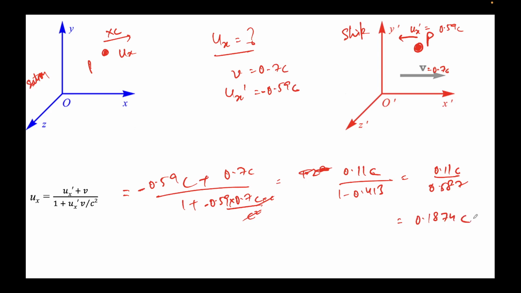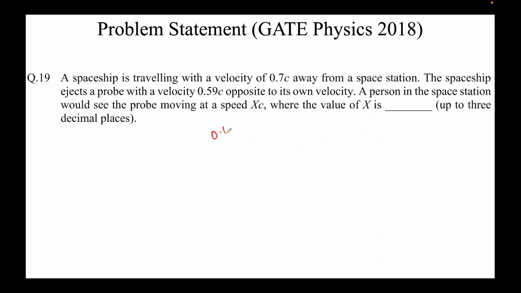0.1874 c. The fraction is much longer, but remember 3 decimal places, right? I took it off to 4 so that we can round off accordingly. So what I got was 0.1874 c. Ux prime was 0.1874 c.